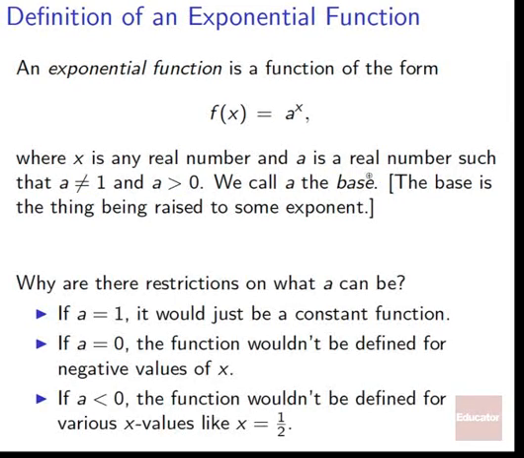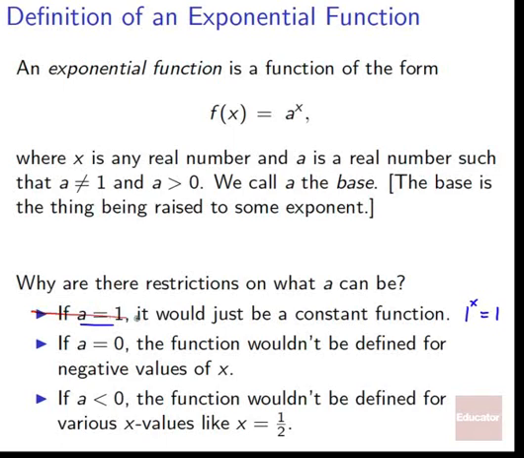We might wonder, why are all these restrictions on what a can be? Well, there's good reasons for each one. If a equals 1, we just have this boring constant function because we'd have 1 to the x, which is not equal to x, it's just equal to 1 all the time. Something that's just equal to 1 all the time is not really interesting, and it's not really going to be an exponential function, so we're not going to consider that case.